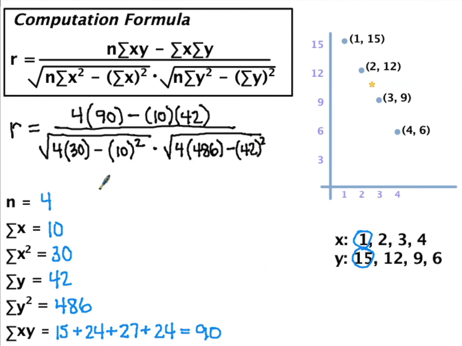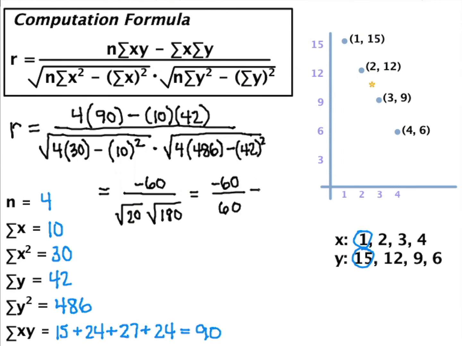Pretty sure if I tried to type all that in with parentheses, I'd mess it up. So I like to type in just the top and figure out what's in those square roots. The top comes out to negative 60. The bottom comes out to square root of 20 and square root of 180. I still don't want to type all of that in because parentheses again. So I'm going to just figure out what the square root of 20 times the square root of 180 is, which is actually the same thing as the square root of 20 times 180. The square root of 3600 is 60. And negative 60 divided by 60 is negative 1.